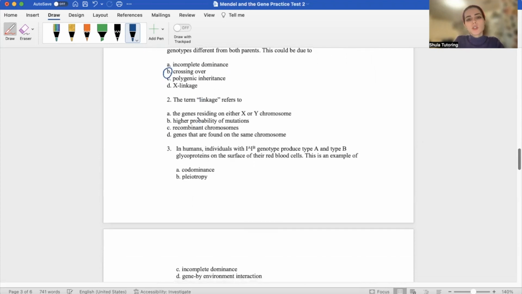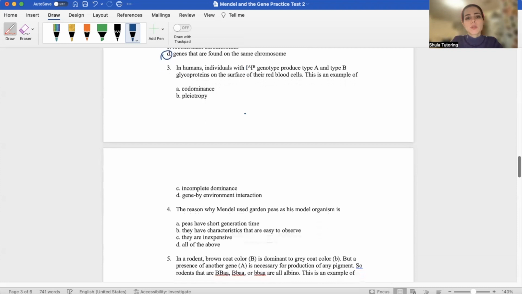The term linkage refers to, so this is actually a tricky question. A lot of times when you read your biology textbook, you will encounter words like X-linked or Y-linked or sex linkage. That's different from just linkage, and it's something that a lot of students get confused about. So linkage, just linkage in itself, refers to genes that are residing on the same chromosome, D. It's not genes residing on either X or Y chromosome, because that would be phrased like sex-linked or sex linkage, right? So just be careful about that.